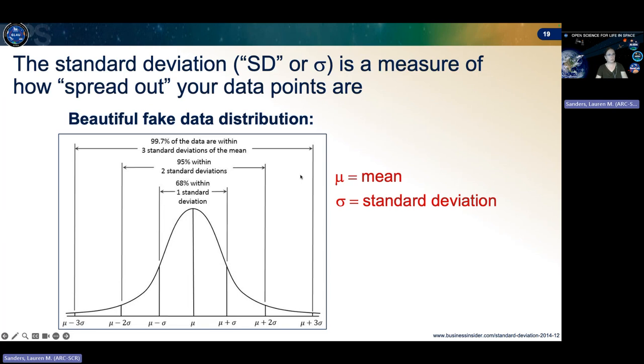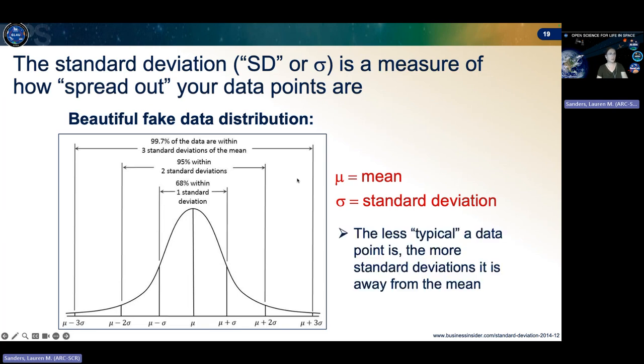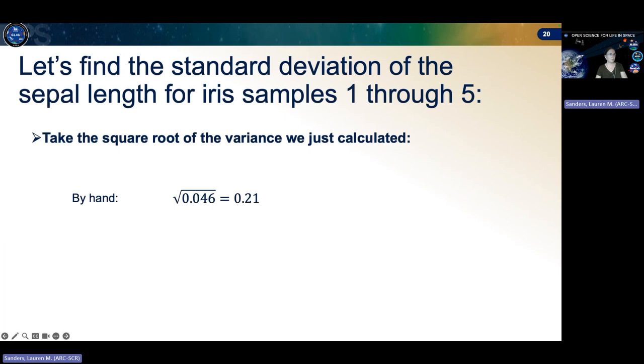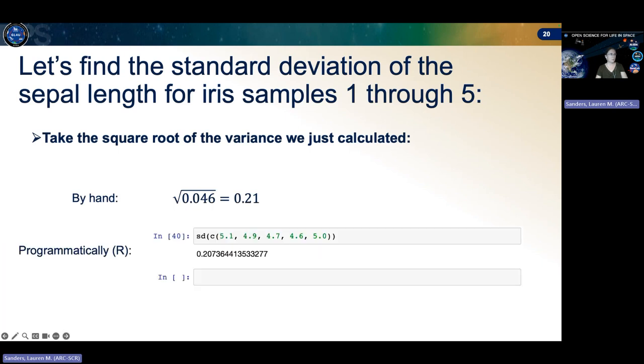So we can use descriptors like this to tell us how spread out our data is, and we can talk about data points in terms of how many standard deviations away from the mean they are. So the less typical a data point is, the more standard deviations it is away from the mean. So to put this into practice, we can find the standard deviation of the sepal length for iris samples 1 through 5. We can take the square root of the variance that we just calculated. That's easy, 0.21 by hand or 0.207, etc., using the SD function in R.